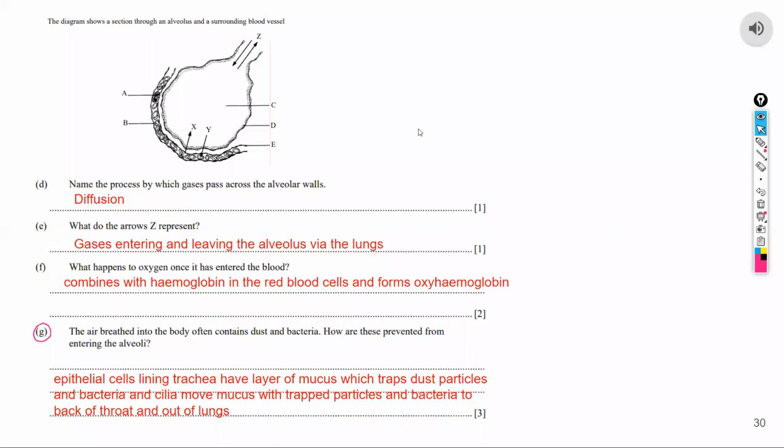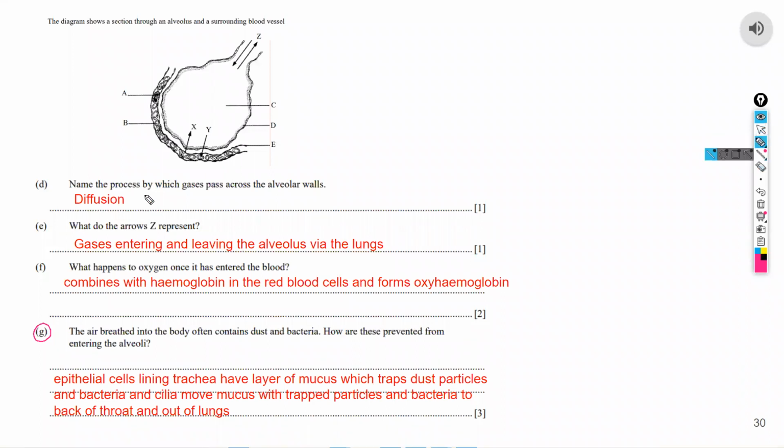How many of you had part D correct? The name of the process by which the gases pass over. I think we went through this a lot of times already, right? It's crossing over by diffusion. We all know that already.